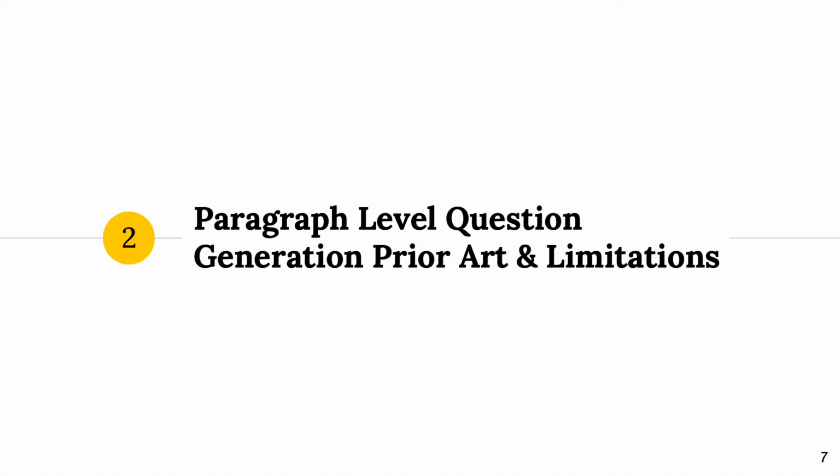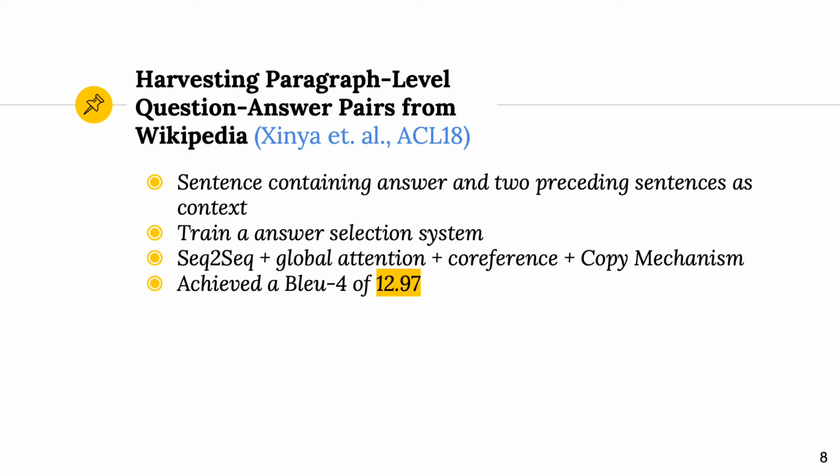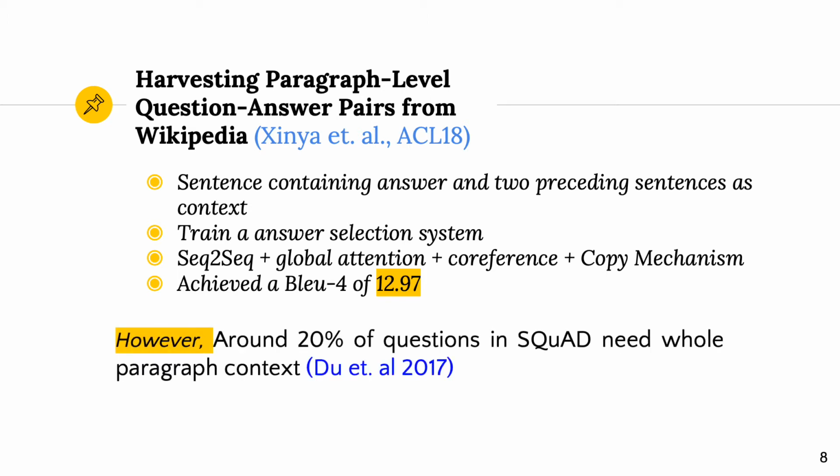So let's discuss some of the prior art in question generation from paragraph. One interesting work is from Zhao et al. in ACL 2018, where they take the sentence containing the answer and two preceding sentences as context and train a sequential model with global attention, co-reference resolution, and copy mechanism. They achieved a BLEU-4 score of around 12.97. However, they also reported in a previous paper that around 20% of the questions in SQuAD need whole paragraph level context. It means that it is necessary that we should be able to generate questions taking the whole paragraph.